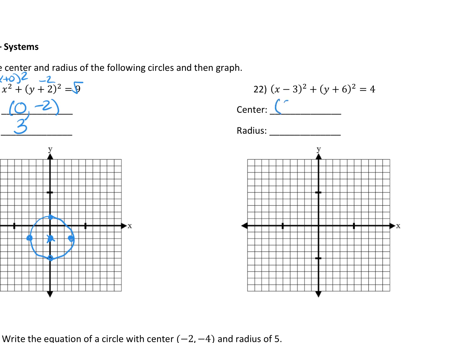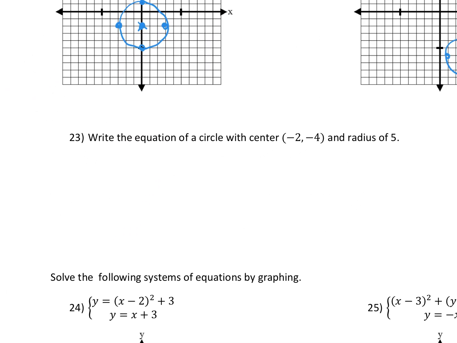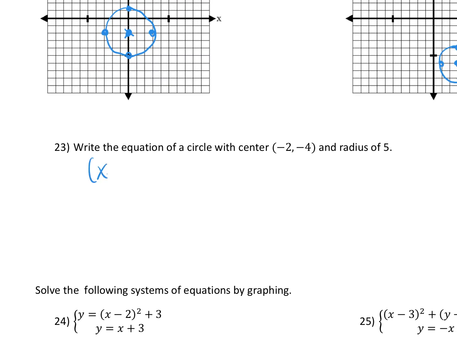Now this one, center, opposite, opposite. So (3, negative 6), and the square root of 4 is 2. So (3, negative 6), radius 2, and there's my circle. If we're going to write the equation, I'm going to use my circle form.